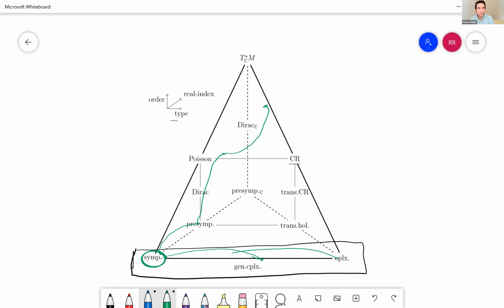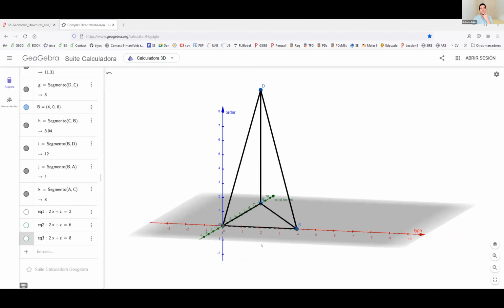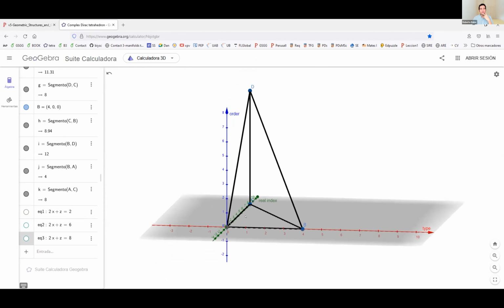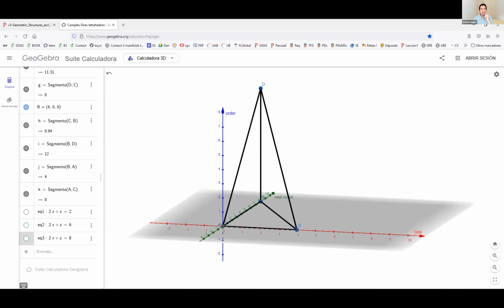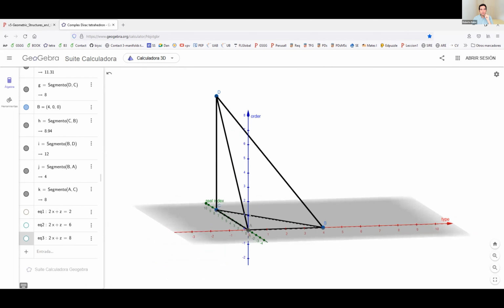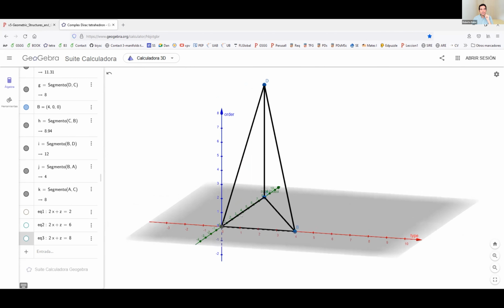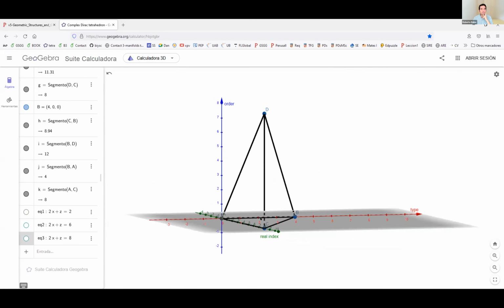Let me show you what really is something more like this. So this is this right tetrahedron. It's right because here, for instance, I put that the real index is up to 8, and the order is as much as the real index. This is why I have these lines here, and the type is half. Here the dimension is 8. Let's put it this way: the dimension is 8. The real index goes from 0 to 8. Order from 0 to real index. This is why I get this triangle here, and then type is 4. And then this is my structure.